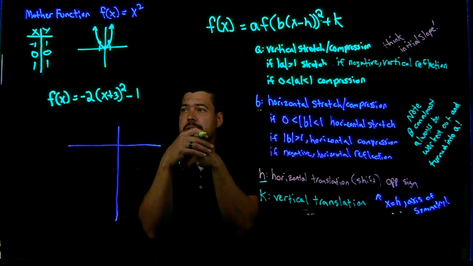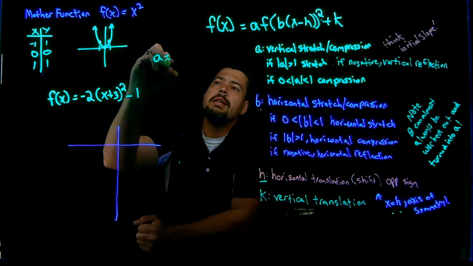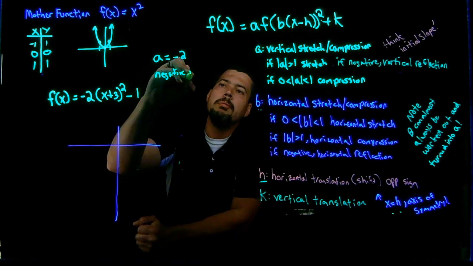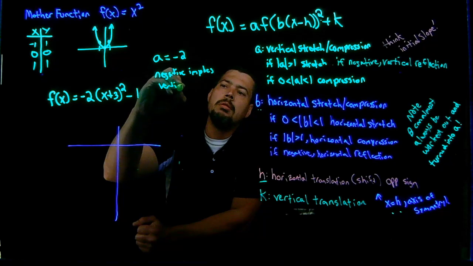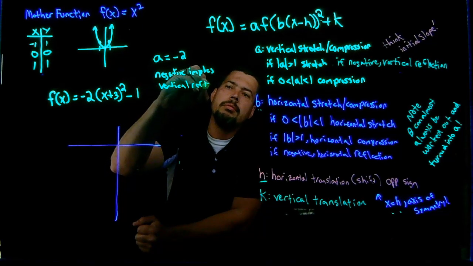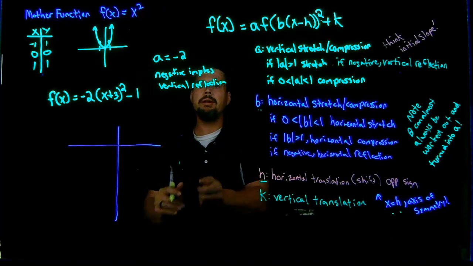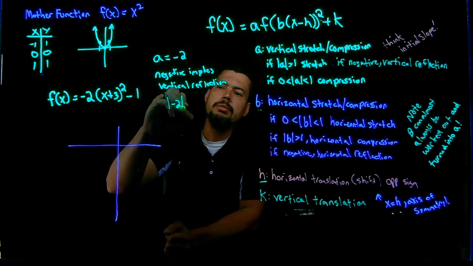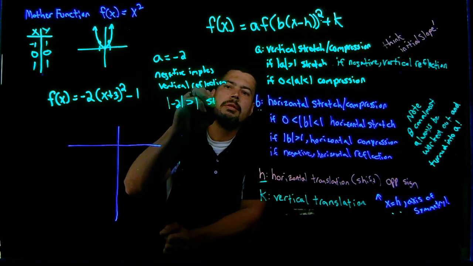So here's my first example. It's f of x equals -2 times (x plus 3) squared minus 1. All right, so let's talk about a. a is -2. The negative implies a vertical reflection. So it's not going to be a parabola that opens up, it's going to be a parabola that opens down. Now, you talk about the absolute value of -2. That is going to be bigger than 1. So this is a stretch.